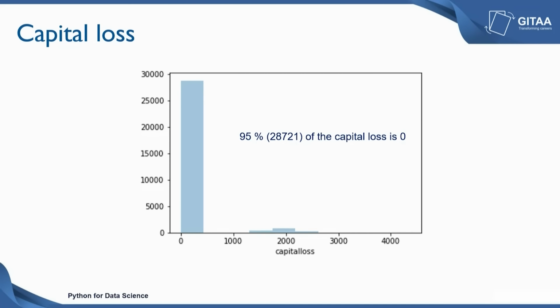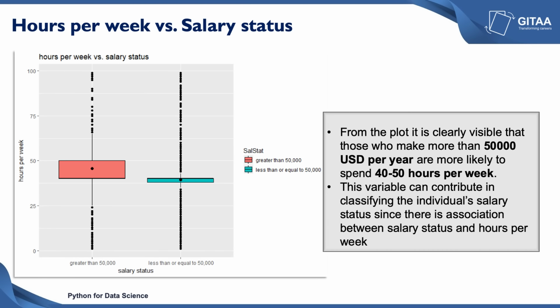The next one is the hours spent variable. So, the plot shows the relationship between the salary status and hours spent using the box plot. On the x axis I have the salary status, on the y axis I have the hours per week, and on the x axis the salary status is represented as greater than 50 and less than or equal to 50. And the plot shows the relationship that exists between the hours spent and the salary status.